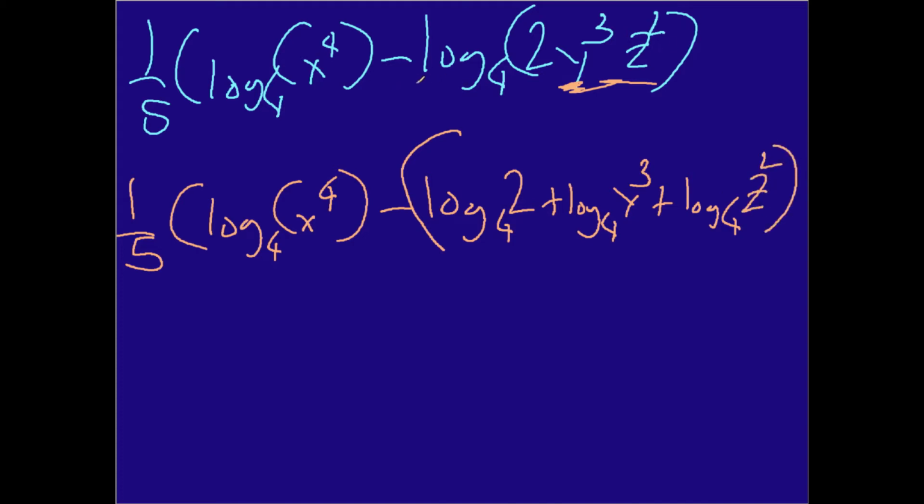So this is what I'm doing. I'm trying to simplify this guy right here. And so again, by using the product property, I'm able to separate these out so that they're all added together like so. That's all we're doing here.